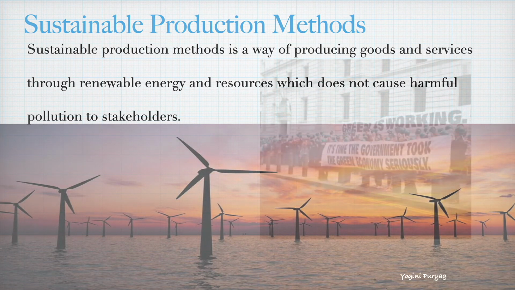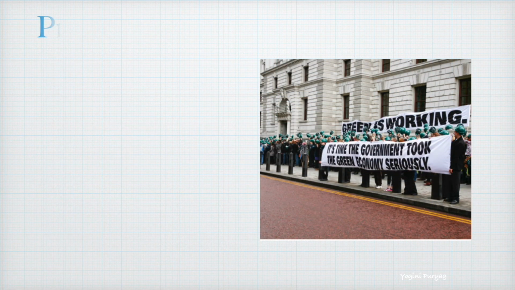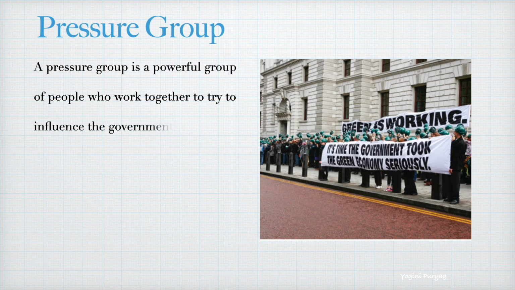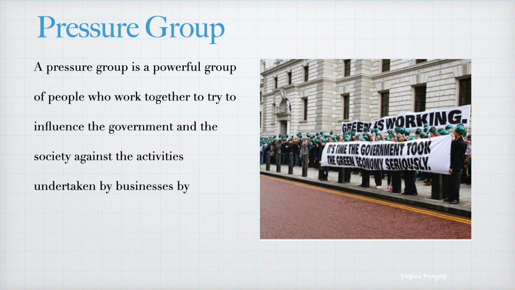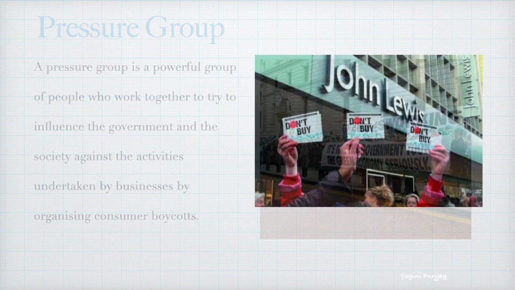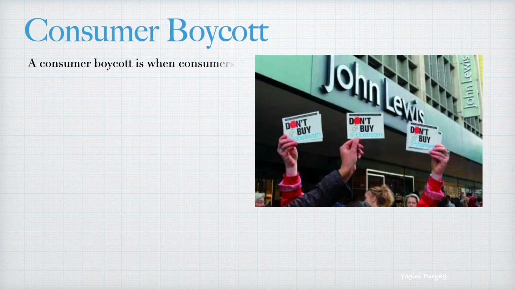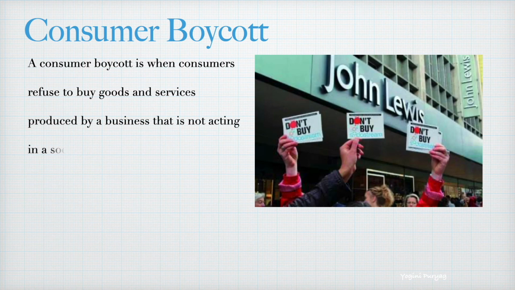Pressure group. A pressure group is a powerful group of people who work together to try to influence the government and the society against the activities undertaken by businesses by organizing consumer boycotts. Consumer boycott. A consumer boycott is when consumers refuse to buy goods and services produced by a business that is not acting in a socially responsible way.